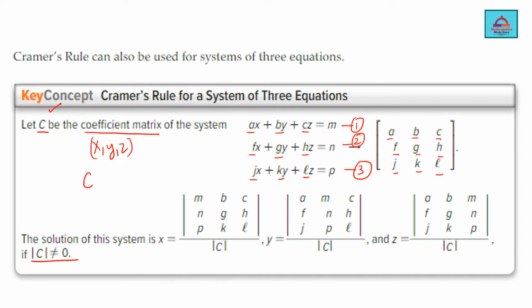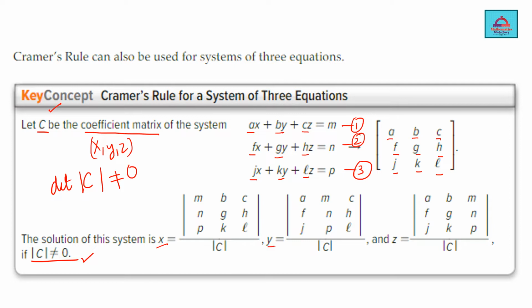So this system of three equations in three variables x, y, z will have a unique solution, or the solution will exist, if the determinant is not 0. So the condition that you will check is the determinant of C, this matrix, is not equal to 0. If it is 0, we cannot find the solution. It might be no solution or it might be infinite. So for a unique solution, this condition is the first thing you will check.